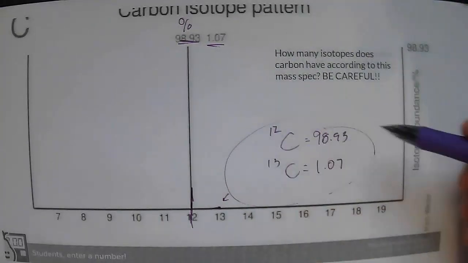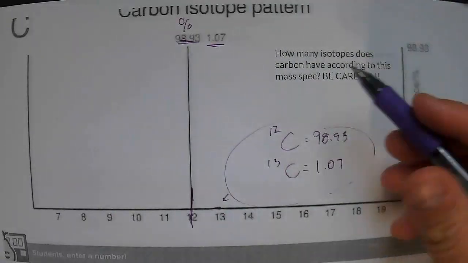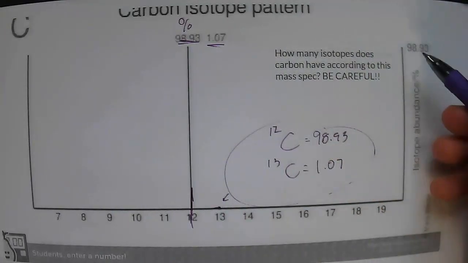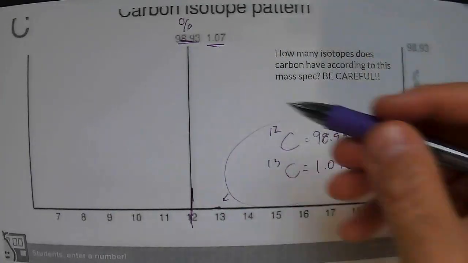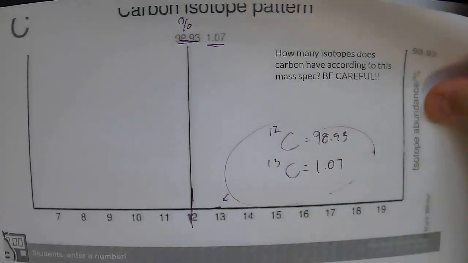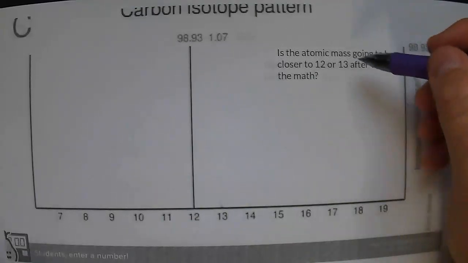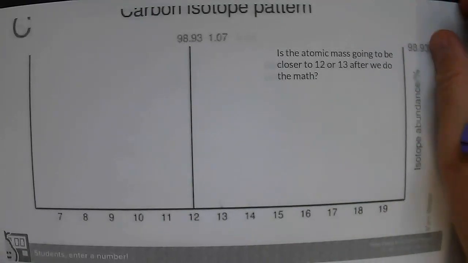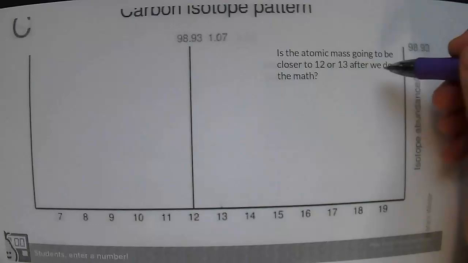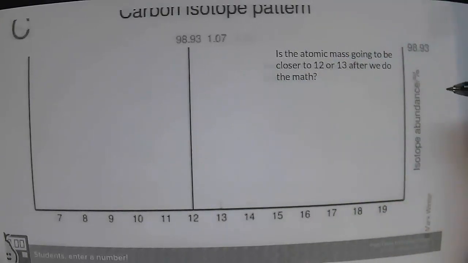Then once we get this number, we can do the math and figure out the atomic mass, all just from the mass spec. So now we're going to do some number sense. It says, is the atomic mass going to be closer to 12 or 13 after you do the math?